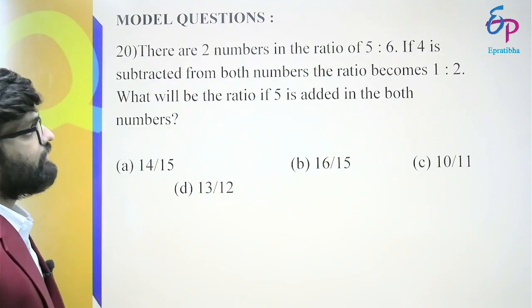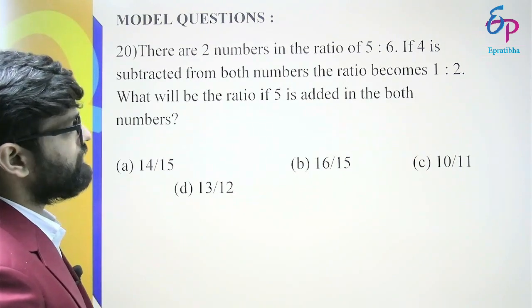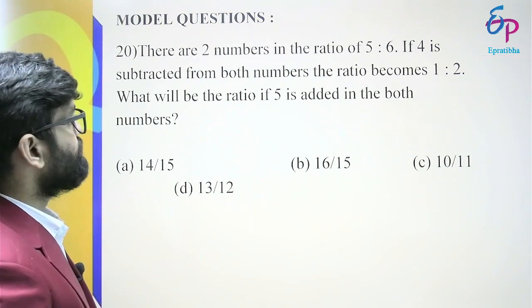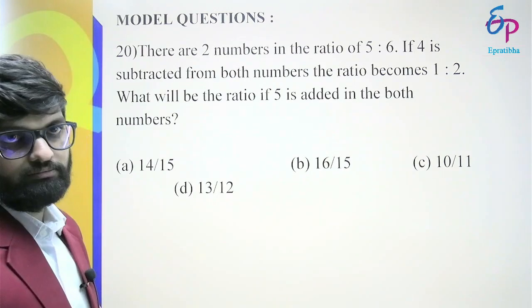Question number 20. There are two numbers in the ratio 5:6. If 4 is subtracted from both the numbers, the ratio will become 1:2. What will be the ratio if 5 is added to both the numbers? Okay, let's see.